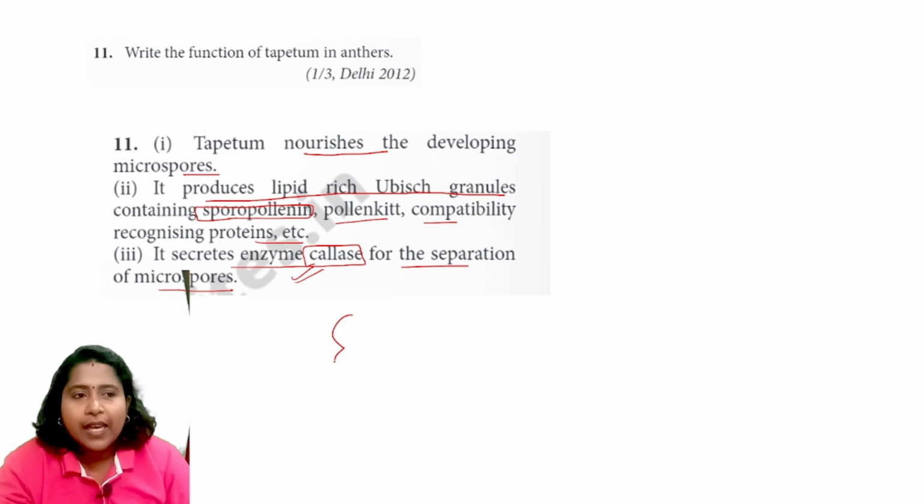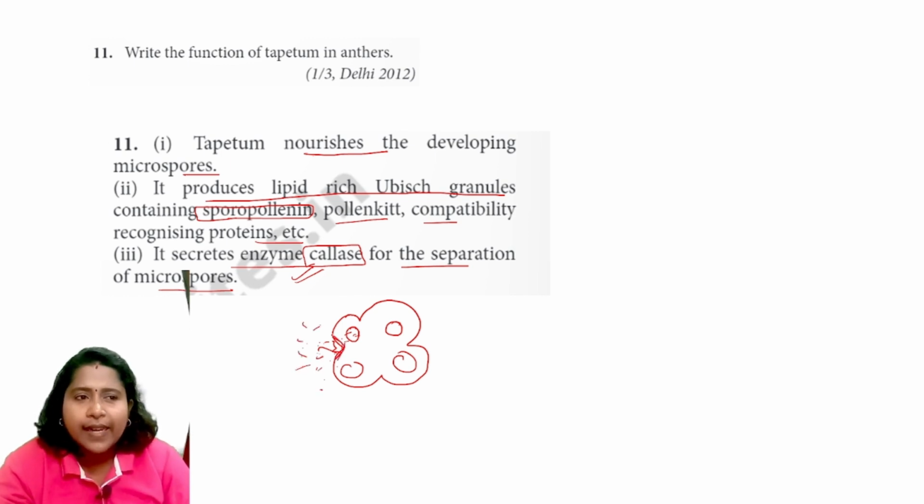See, we know that the microsporangium will be developing inside. Correct? Once it matures, what happens? It has to break and release all the microspores outside. For the dehiscence, for the maturation and the breakage, that particular cell layer has to be ruptured. Correct? It has to be dissolved.